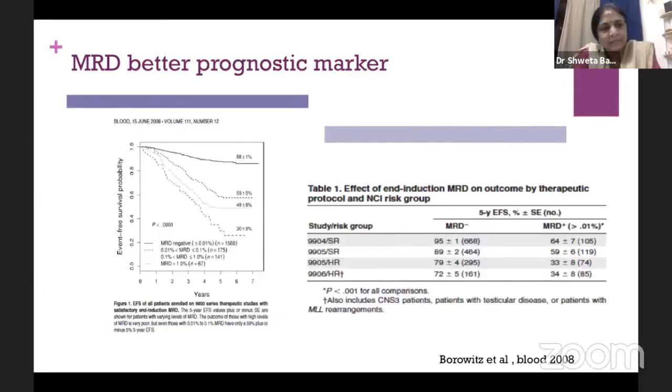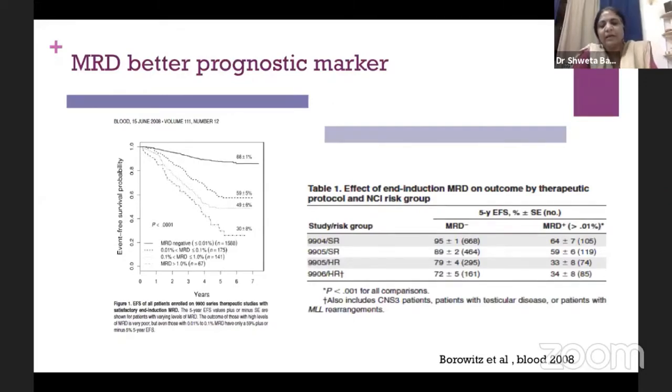And if you see MRD at different times, at the end of induction with different values, those who are completely MRD negative have 88% survival. And those who have MRD more than 1% have a survival of only 30%, while the patients who have an MRD between 0.01% to 0.1% have survival between 60 to 50%.